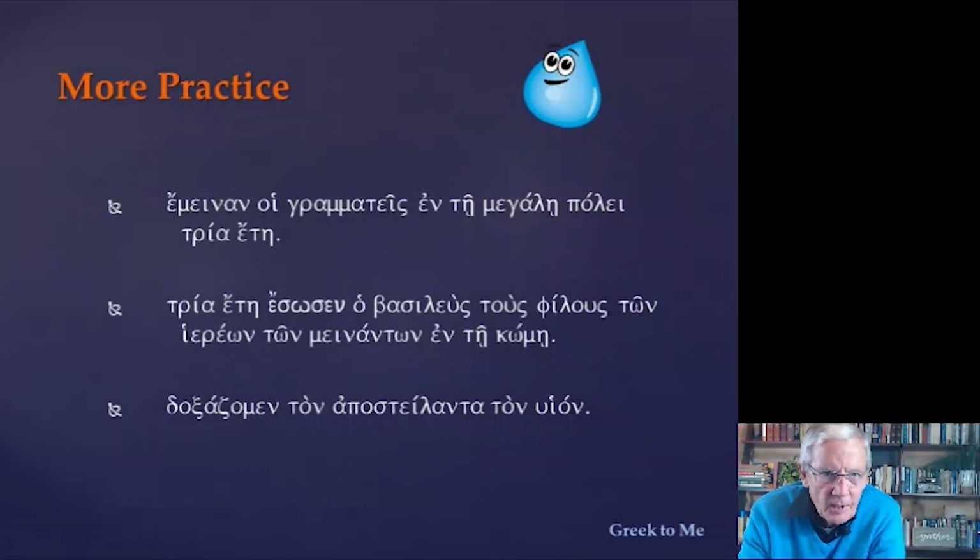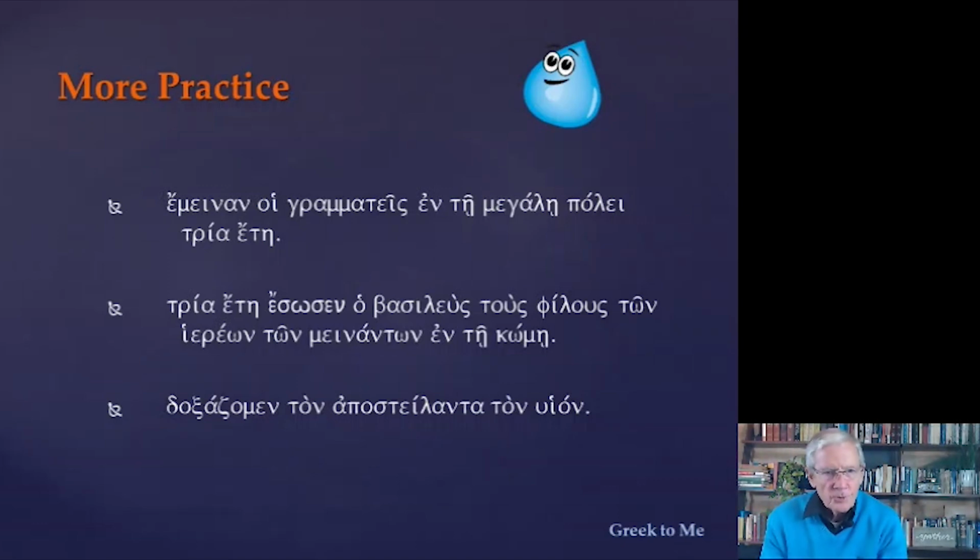The second one, 3 years. Esosen with the subject ho basileus, the king saved the friends of the priests, and then we have ton menonton. First aorist, active participle, masculine plural genitive. Who remained in the village.